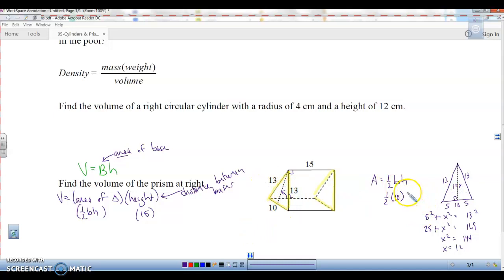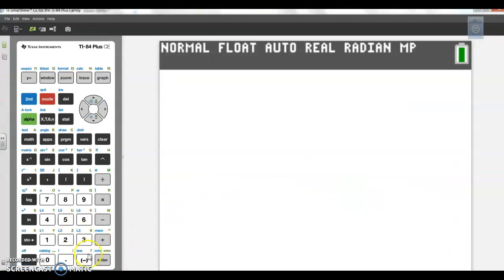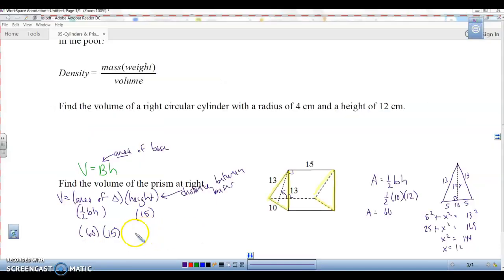Okay, so now I can do 1/2 times 10 times 12 is going to be my area of my base. So that is going to be 1/2 of 10 is 5 times 12 is 60. So the area of the base is actually going to be 60 times 15. And 60 times 15 is 900. So the volume is going to be 900 cubic units, whatever the units happen to be. Okay, because remember, volume is cubed. All right, so area of the base times the height. You may have to do a little work off to the side.